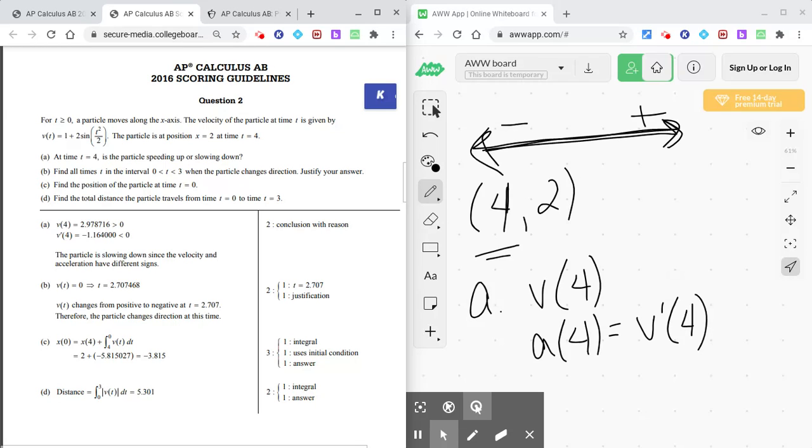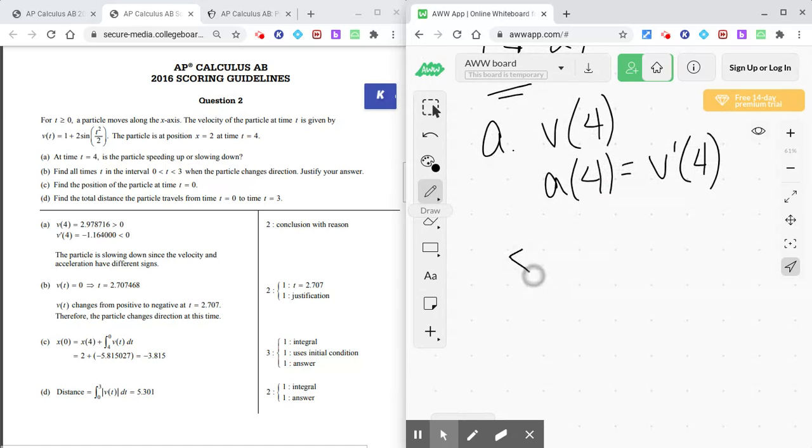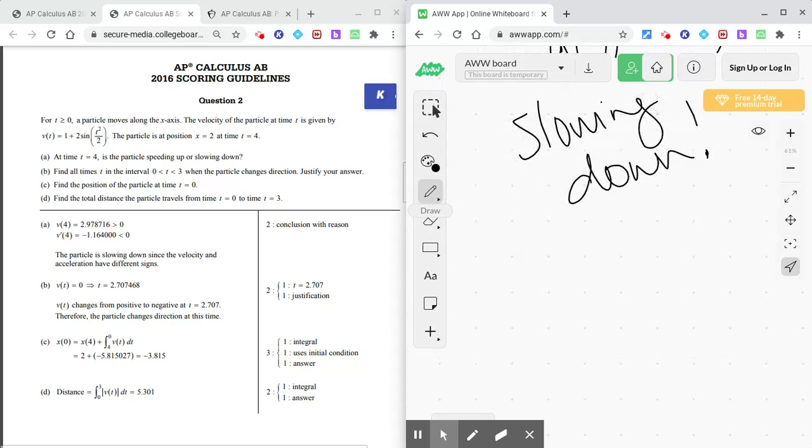You want to note that you need to answer the question. They say, is the particle speeding up or slowing down? You physically need to write this thing is slowing down, right? Slowing down, and the reason why it's slowing down. It's slowing down because the velocity and acceleration have different signs. That's the reason to justify. If they had the same signs, we'd be speeding up. Think about it. Positive acceleration, positive velocity, we'd be going faster and faster and faster. It'd be kind of like a snowball effect. Here we have opposing signs, so we're slowing down.